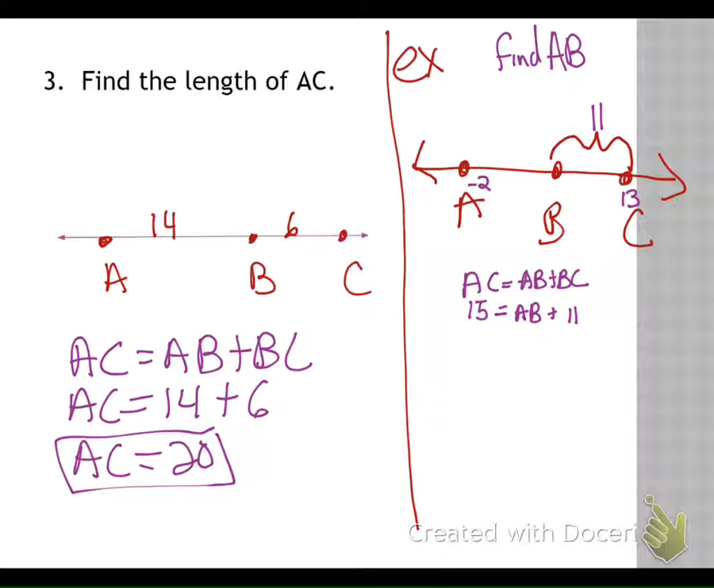And then now we have a problem we can solve. So we want to get AB by itself. How do we get AB by itself? Subtract 11. And we're left with? 4. So the distance of AB is 4.